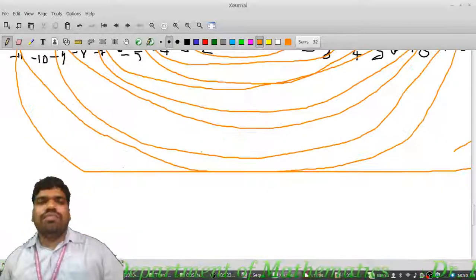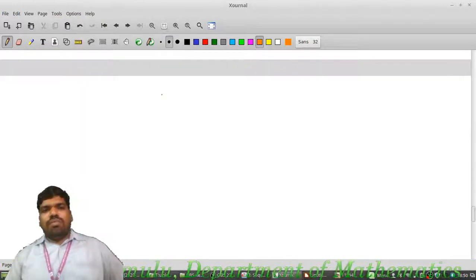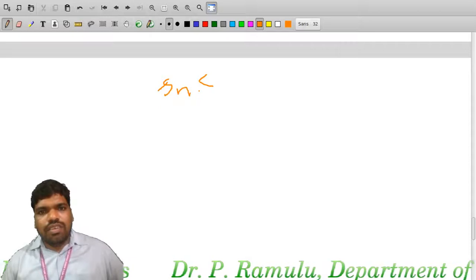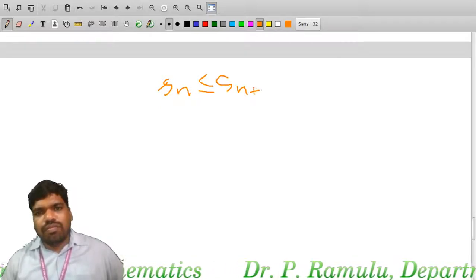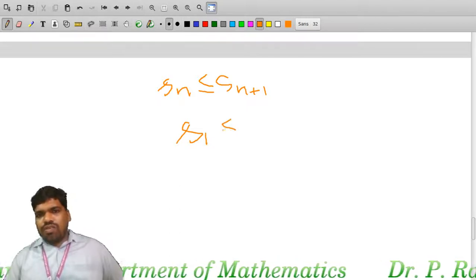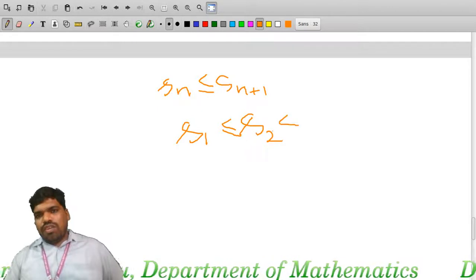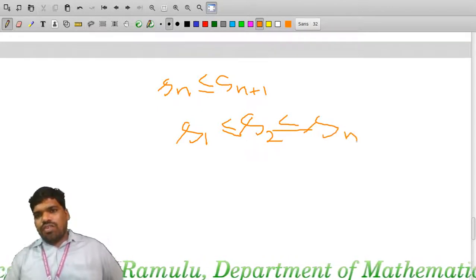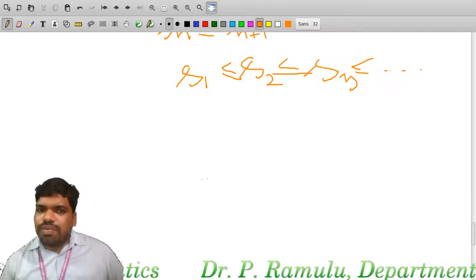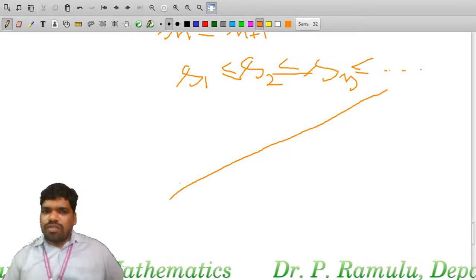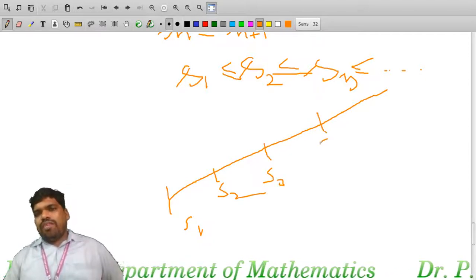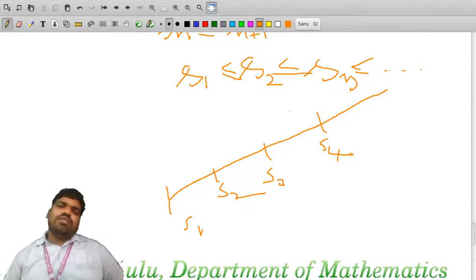So that means the terms of the sequence are increasing if Sn is less than or equal to Sn plus 1. That means for the terms of the sequence, S1 is less than or equal to S2, which is less than or equal to S3, right, that is, you can see like this. That means the terms of the sequence are increasing like this: here S1, here S2, here S3, here S4. Okay, so like this, the terms of the sequence go.